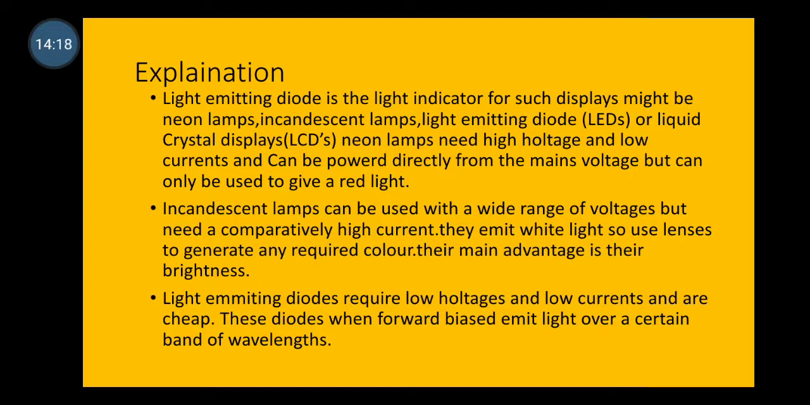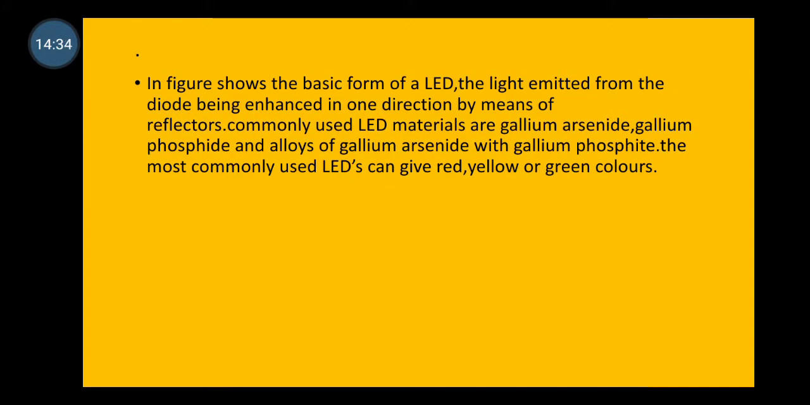Light emitting diodes require low voltages and low currents and are cheap. These diodes, when forward biased, emit light over a certain band of wavelengths. The figure shows the basic form of an LED, the light emitted from the diode being enhanced in one direction by means of reflectors. Commonly used LED materials are gallium arsenide, gallium phosphide, and an alloy of gallium arsenide with gallium phosphide. The most commonly used LEDs can give red, yellow, or green colors.